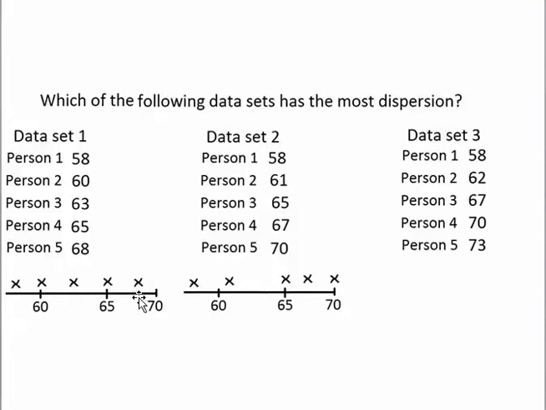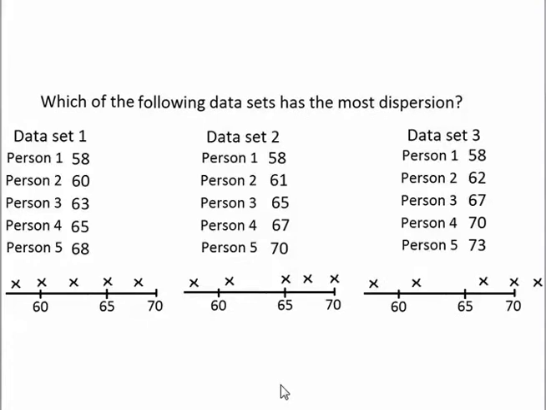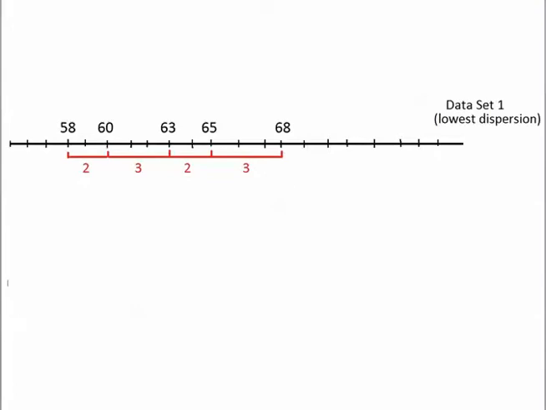this value, it used to be that the highest value was 68, now the highest value has gone up to 70. And this one has even more dispersion because now our highest value has gone all the way up to about 73. Now let's look at each of the three data sets on a number line. This was data set 1. Here we have two values that are 2 apart, and here we have two values that are 3 apart.